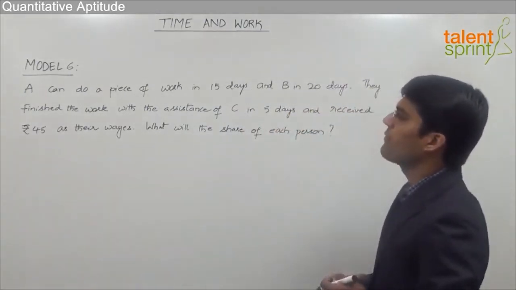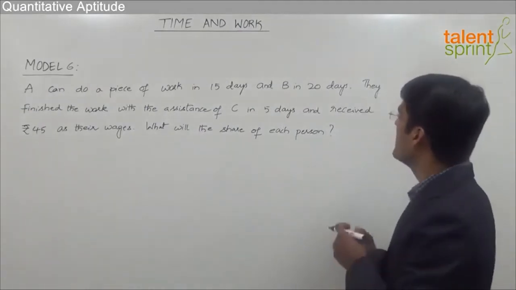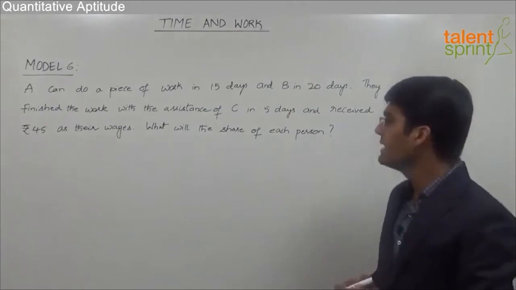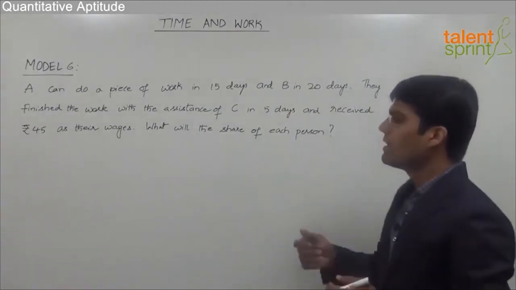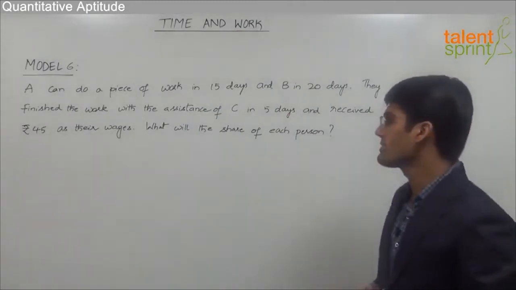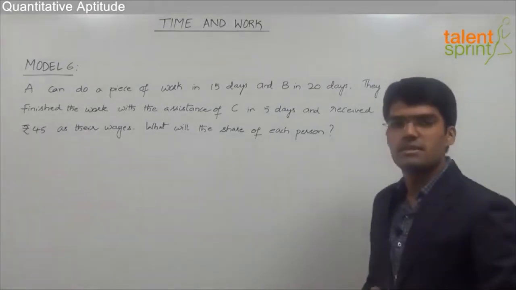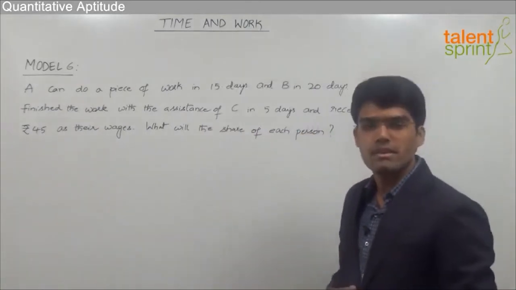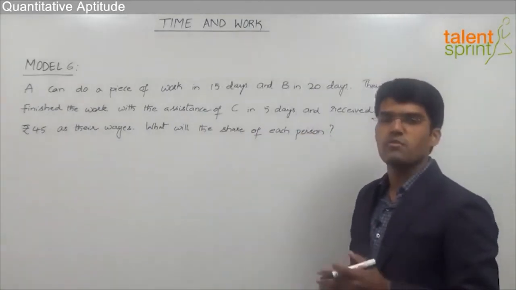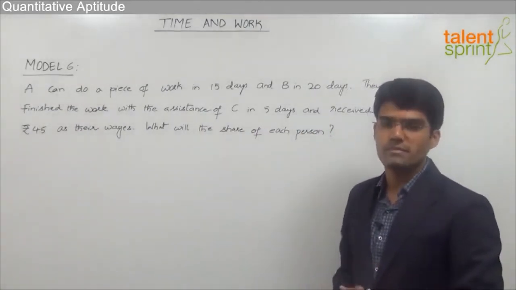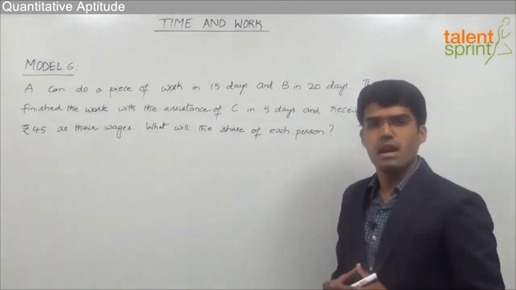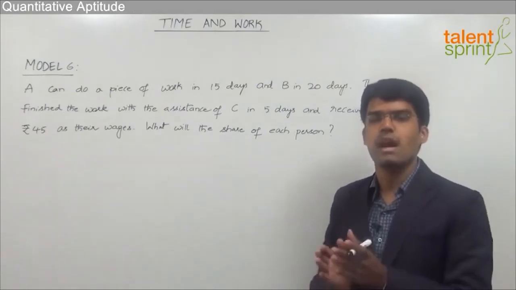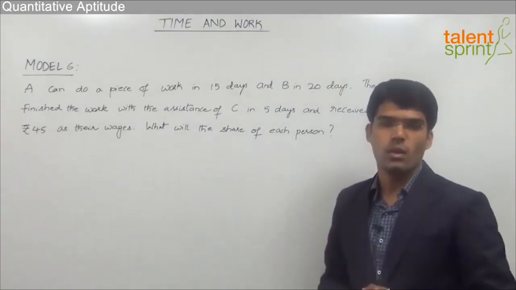A can do a piece of work in 15 days and B in 20 days. They finished the work with the assistance of C in 5 days and received rupees 45 as their wages. So what will be the share of each person? So as we can see here, the total amount which the 3 persons got is rupees 45, and we need to find out the individual share of these persons. As I've already mentioned, amount should always be divided based on the capacity of each person. That is nothing but the amount of work which they can do in 1 day.